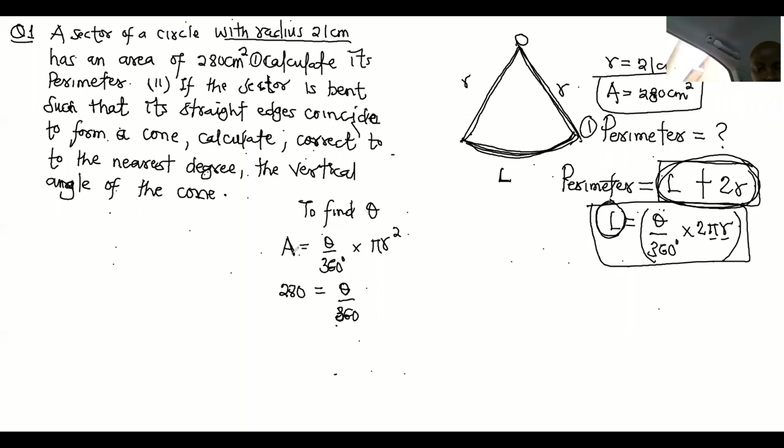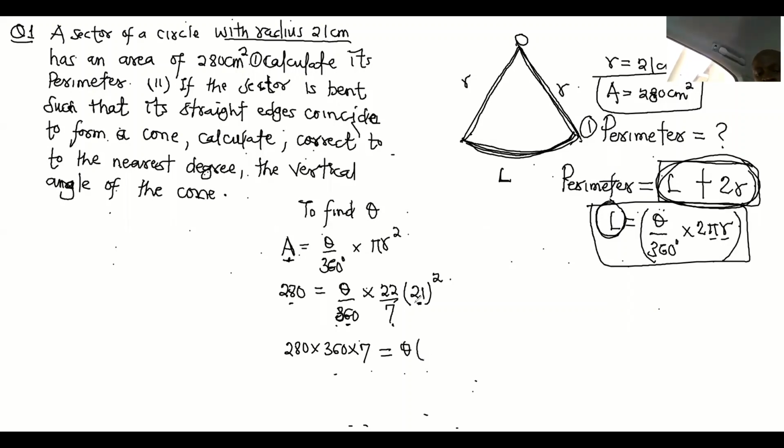Theta over 360 times pi r squared, the area is 280. So 280 equals theta over 360 times pi, which is 22 over 7, times r, which is 21 squared. Let's bring the 7 and the 360 here: 280 times 360 times 7 equals 21 squared times 22. What's 21 squared times 22? What do you get? 9702. Good. Theta will now be 280 times 360 times 7 all over 9702. Divide it. What do you have?